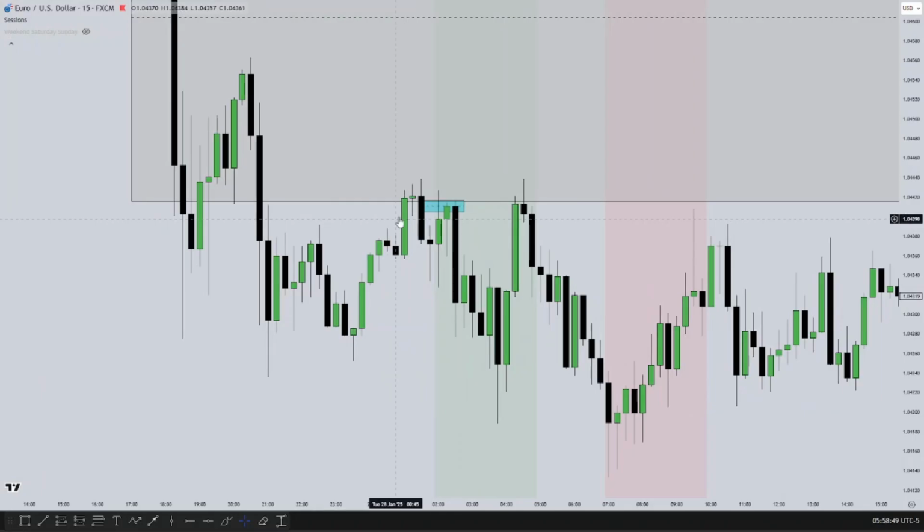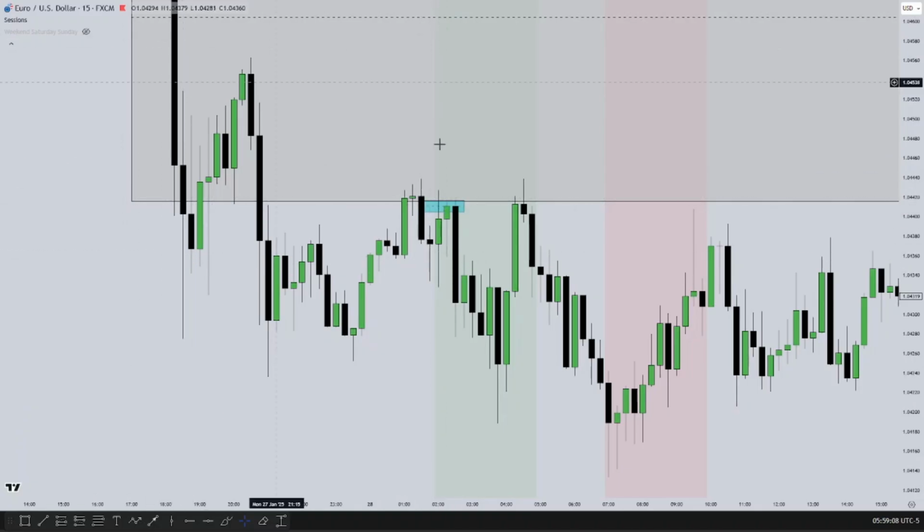So on Tuesday, price retraced to this fair value gap. Now, if I were to trade the 3 a.m. to 4 a.m. trade setup, I already have a bias. So this is why it's very important to have a bias. I already have a bias because price is respecting the 4-hour fair value gap. Price is retracing to the 4-hour fair value gap.